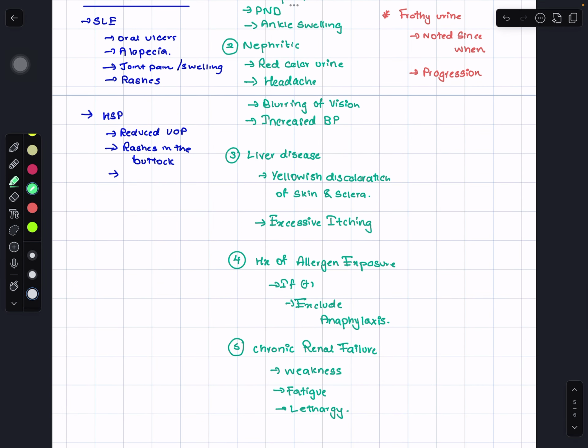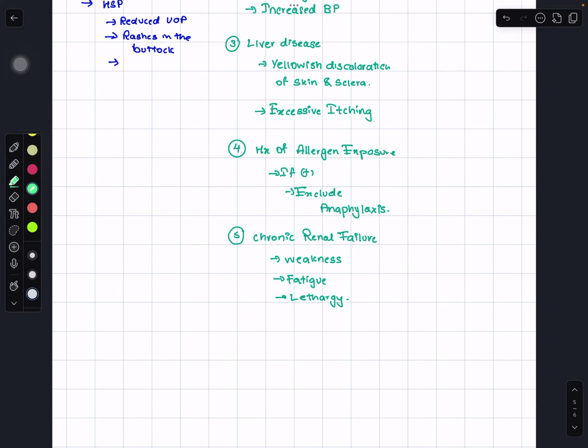And also liver disease is another differential diagnosis. We can ask whether the patient had yellow discoloration of skin and sclera and excessive itching. And the fourth DD is the history of allergen exposure. Also we can ask whether the patient is a known patient of chronic renal failure, and also we can ask whether he had features of anemia such as lethargy, weakness, fatigue as well.